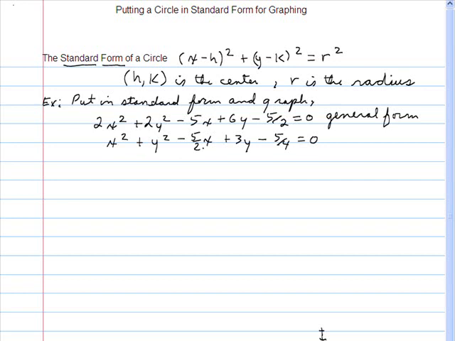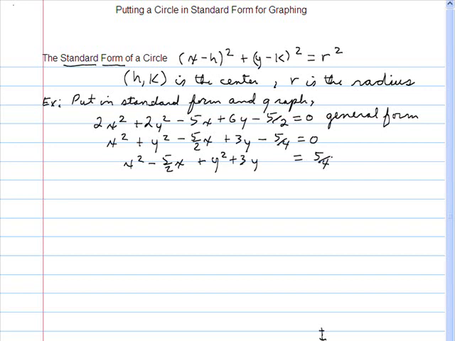Now if I'm going to complete the square in x, I need my x terms together, so I'll write this as x squared minus 5 halves x. If I want to complete the square in y, I'm going to need my y terms together, y squared plus 3y, and I move my constant to the other side.